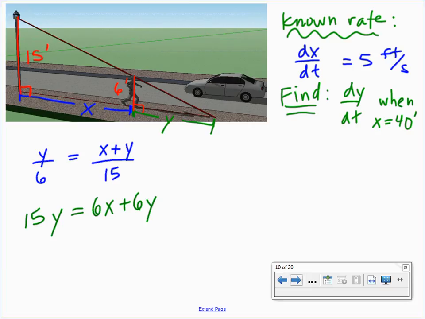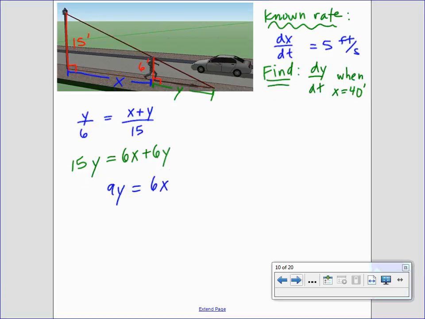Combining like terms by subtracting 6y gets me 9y equals 6x. You guys okay? And now I think we're ready. Let's differentiate both sides with respect to time, so we'll get our rates involved. What's the derivative of 9y with respect to time? 9 dy dt. The derivative of y with respect to time is dy dt. What's the derivative of 6x with respect to time? 6 dx dt.